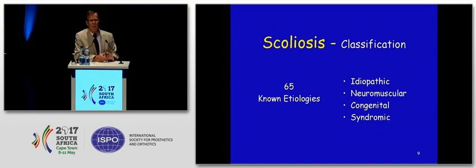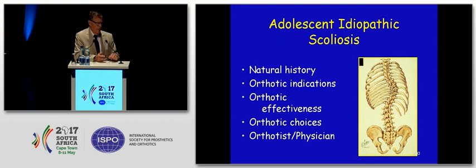We have to remember that scoliosis is not one diagnosis. Scoliosis comes in many forms and fashions. In fact, there are probably more than 65 known etiologies of scoliosis. There's idiopathic, there's neuromuscular, there's congenital, and there's syndromic. These are the four basic categories that all of those 65 known etiologies can be fit in. Today, we are limiting our comments to adolescent idiopathic scoliosis. The others, most times, are not amenable to brace treatment.